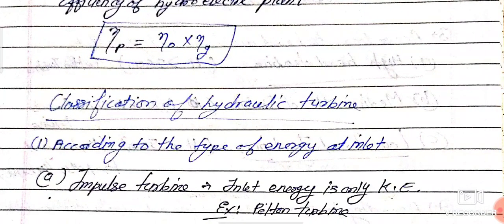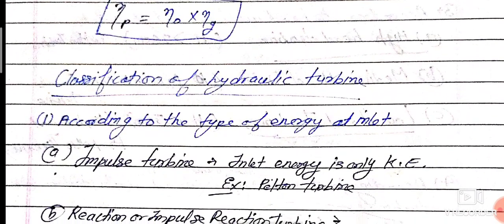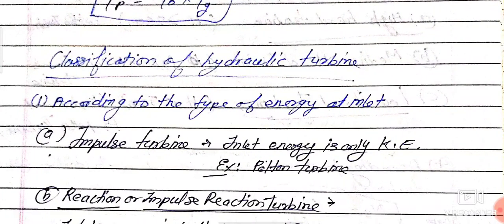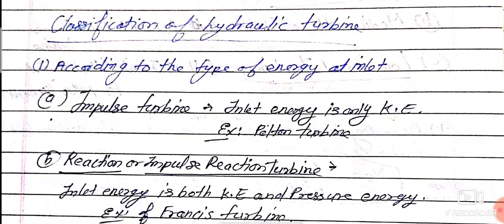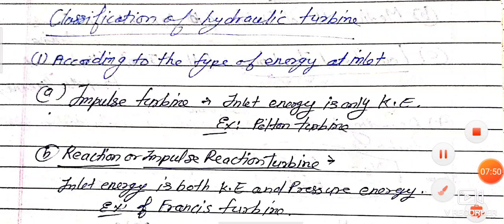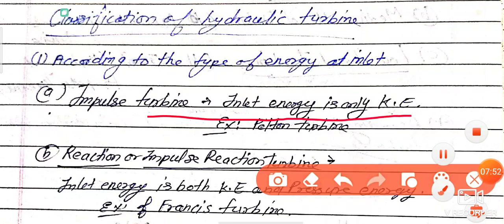Classification of hydraulic turbine. According to the type of energy at inlet, the hydraulic turbine can be classified as impulse turbine and reaction or impulse reaction turbine. Impulse turbine is that turbine in which inlet energy is only kinetic energy. For example, Pelton turbine is an example of impulse turbine.